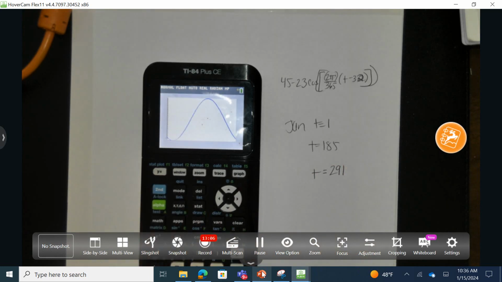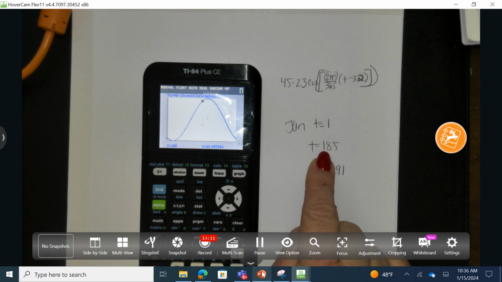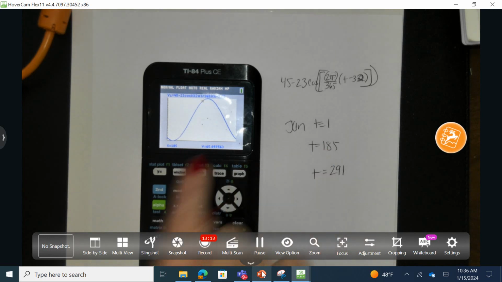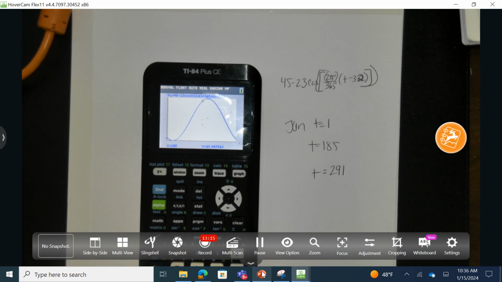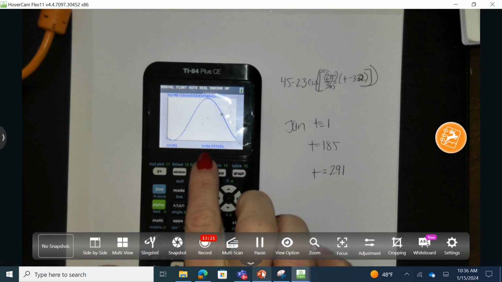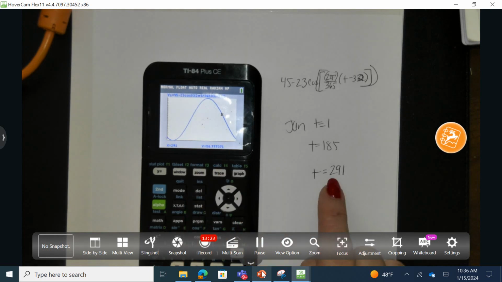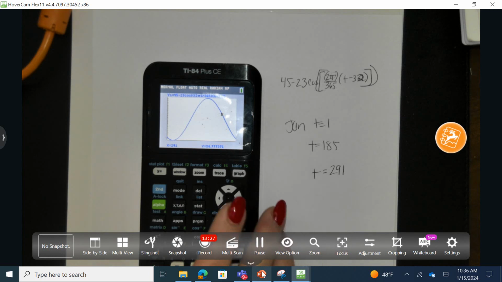July 4th here would be day 185. So the average daily temperature on July 4th for this town would be 65.1 degrees Fahrenheit. On October 18th, the average temperature would be 50.8 degrees Fahrenheit. And then the question is, what is the period for this and what does it represent? So the period for this is the length of a year, 365 days.